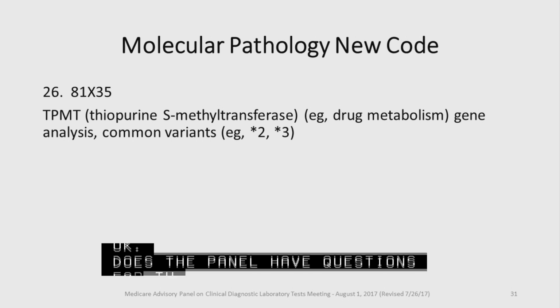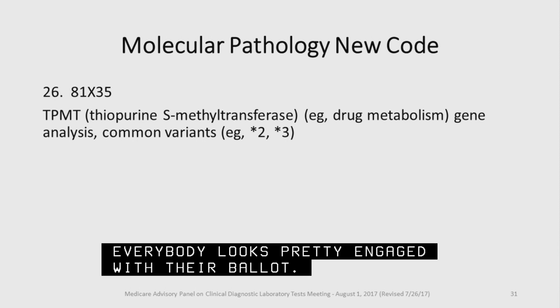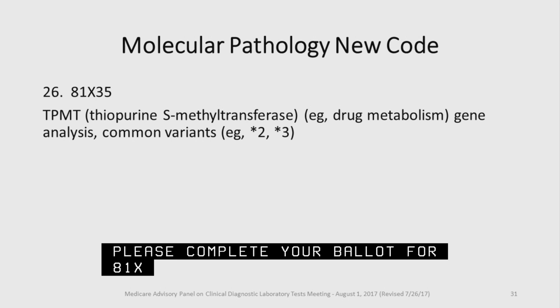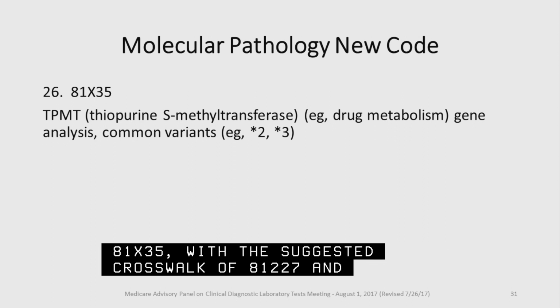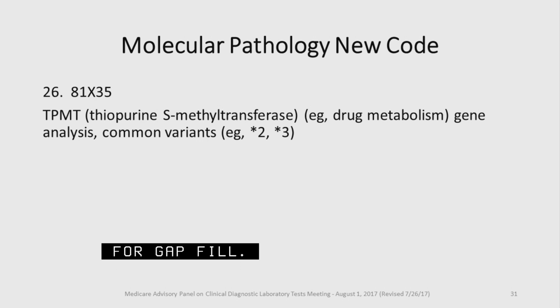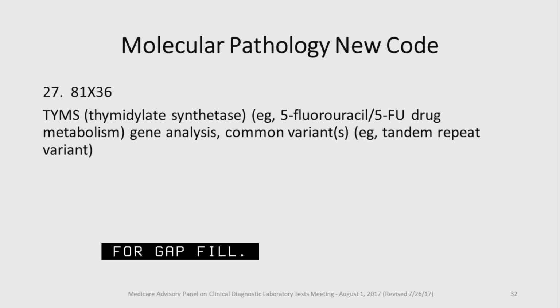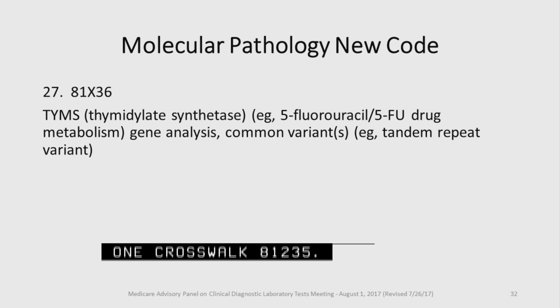Okay. Everybody looks pretty engaged with their ballot, so please complete your ballot for 81X35 with the suggested crosswalks of 81227 and 81374 times 2, and of course there's always the option for gap fill. Voting results for 81X59, 1 recommendation to gap fill, 1 recommendation to crosswalk to 81235, 7 recommendations to crosswalk to 81321.